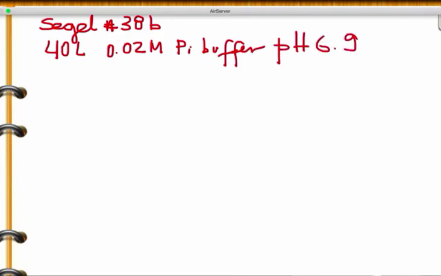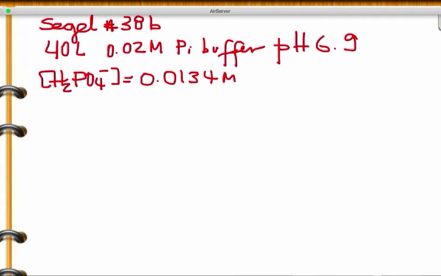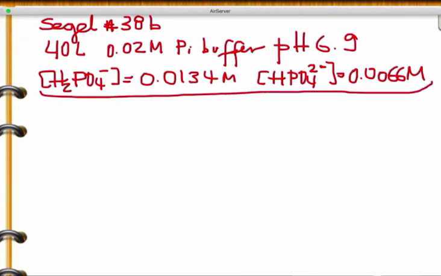So we're going to refer now to part A of the problem, in a separate video, where we found the concentration of H2PO4 minus to be 0.0134 molar, and the concentration of monohydrogen phosphate, HPO4 2 minus, being 0.0066 molar rather. Okay, if you have questions about this, go back and watch the video for 38A.